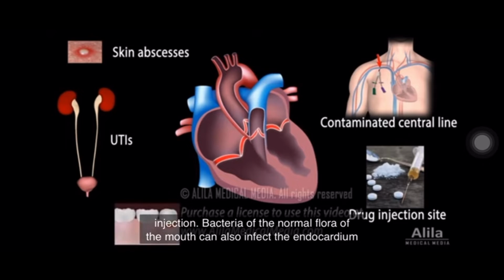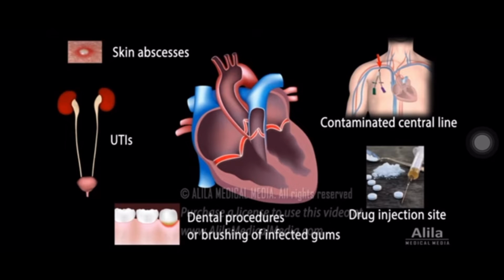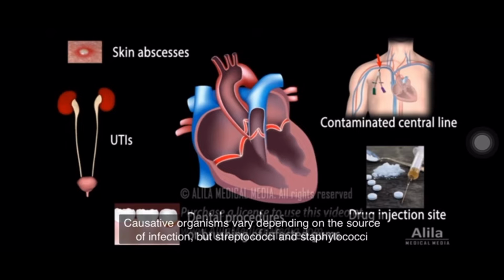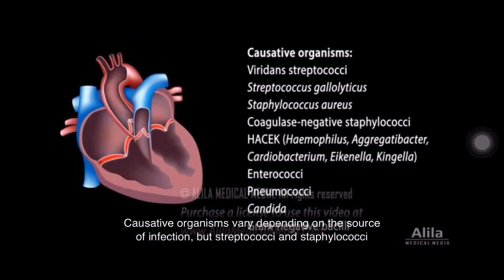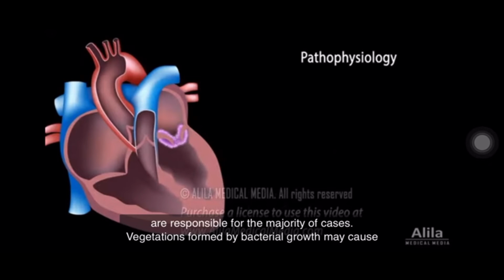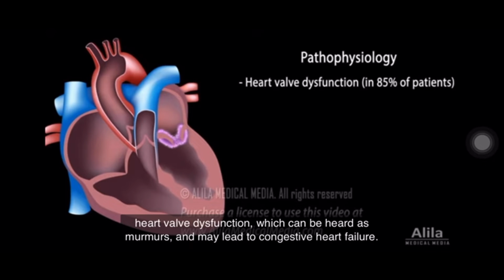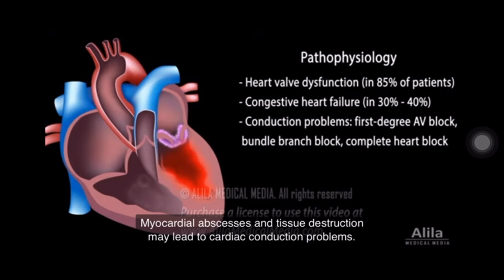Bacteria of the normal flora of the mouth can also infect the endocardium if they get into the bloodstream, such as during invasive dental procedures. Causative organisms may vary depending on the source of infection, but streptococci and staphylococci are responsible for the majority of cases. Vegetations formed by bacterial growth may cause heart valve dysfunction, which can be heard as murmurs and may lead to congestive heart failure. Myocardial abscesses and tissue destruction may lead to cardiac conduction problems.